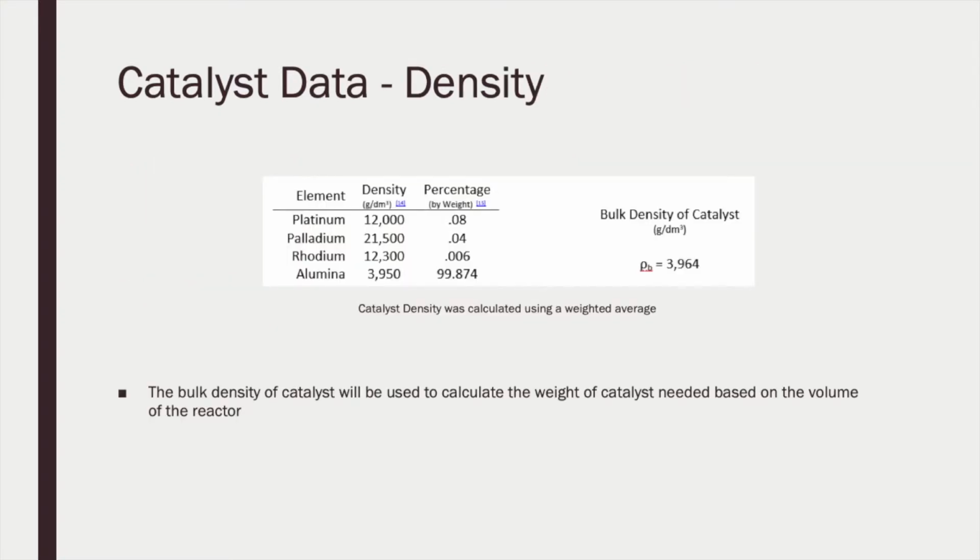So this is the catalyst data density. We found the densities and we found the mass percentages of the catalyst. This is where we came up with our bulk density of the catalyst. We calculated the catalyst density by using a weighted average.